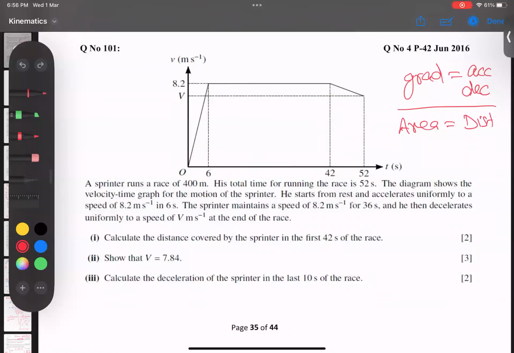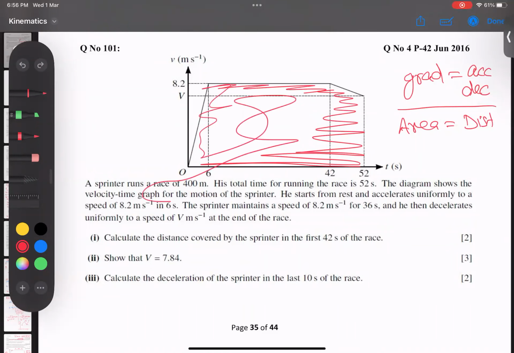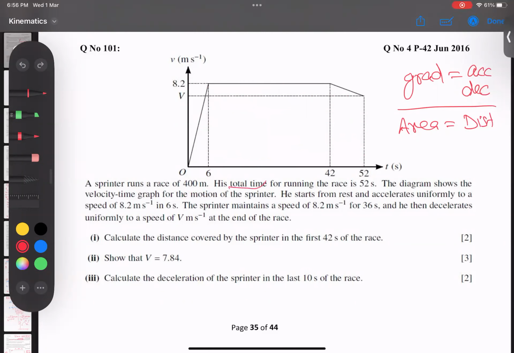Okay, so first part, he's asking: a sprinter runs a race of 400 meters. It means the area of the whole shape, under all these lines, is equal to 400. His total time running the race is 52 seconds. The diagram shows a velocity-time graph for the motion of the sprinter. He starts from rest, and accelerates uniformly to a speed of 8.2 in 6 seconds.